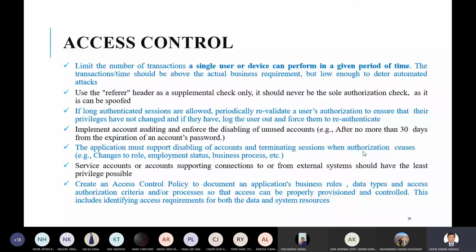What do you mean by the number of transactions? This means if we are using financial services and you want to transfer your funds, maybe you will have a transaction limit. You can transfer 3 times in a day, so you cannot continue 4 or 5 or 6 at a time. So this is also an indirect and direct way of managing security. A single user or device can perform only so many in a given period of time, like in 24 hours, how many transactions you can do.